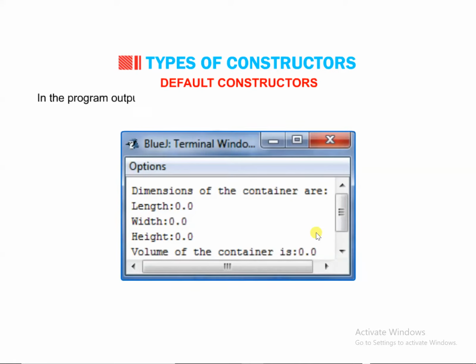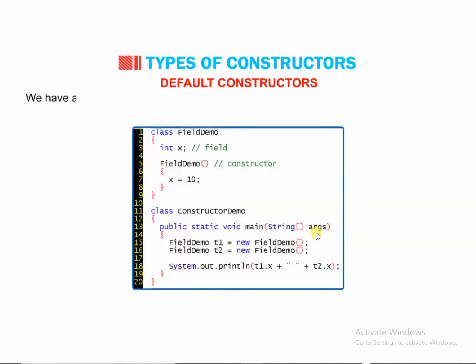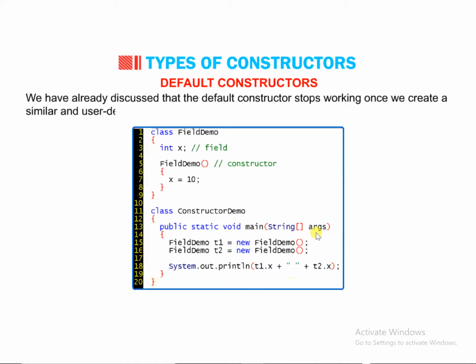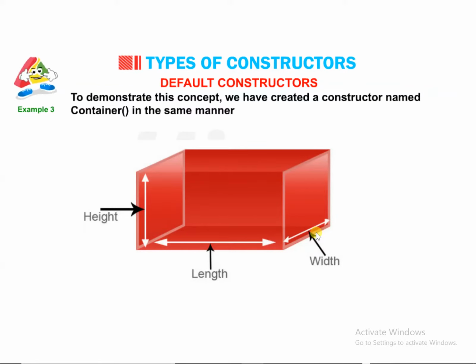In the program output, we can see that the default constructor created by Java has initialized all the variables to a numeric value of 0. We have already discussed that the default constructor stops working once we create a similar and user-defined constructor for that class. Example.